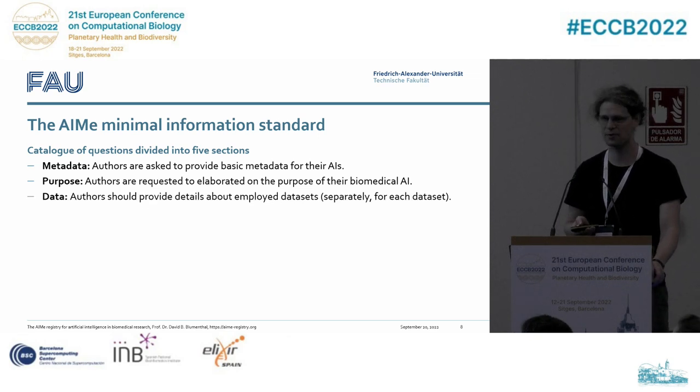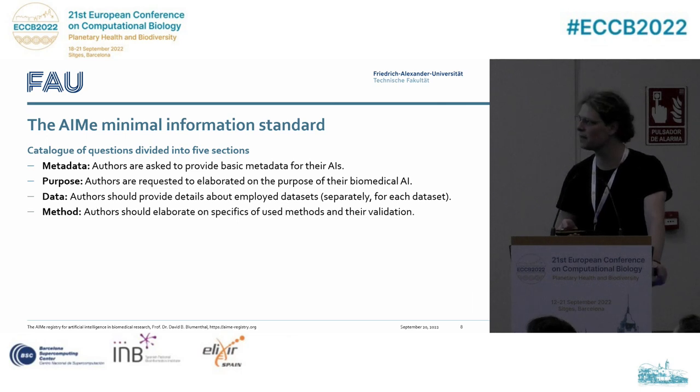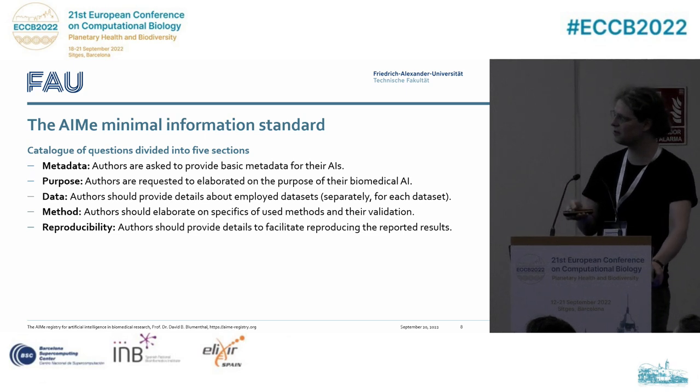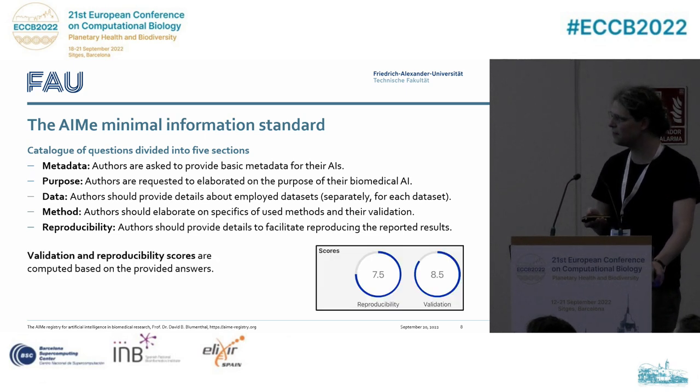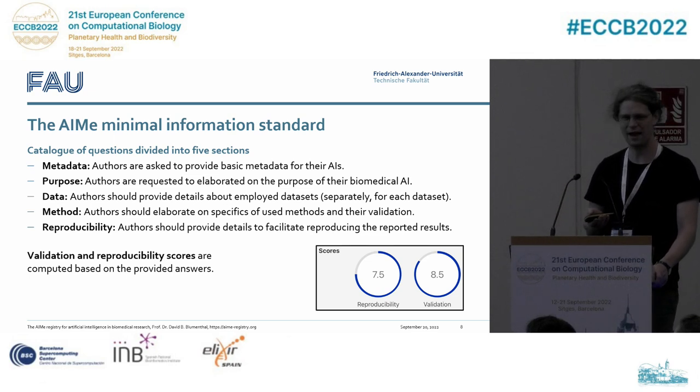Then of course we ask the authors where their data is. Actually, we do this separately for each data set, whether it's accessible, and if so, how it can be accessed. We ask details about the method and about reproducibility. So whether the authors provide code for the method itself, and if it's any method that learns, maybe not only the trained model but also code for training, and so on. All right, so this is the structure of our standard, and then based on the questions you answer, we compute reproducibility scores and validation scores.